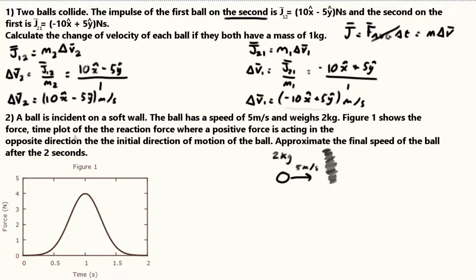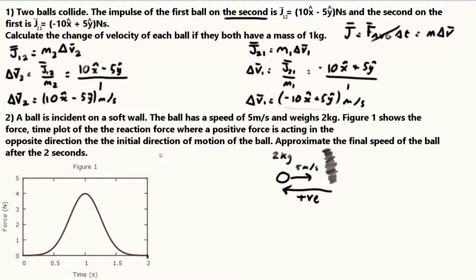Figure 1 shows the force time plot of the reaction force of the wall, where a positive force is acting in the opposite direction to the initial direction of motion of the ball. The initial direction of the ball is acting in the direction drawn here, and so therefore our positive direction is acting in the other direction. And so this is going to be our positive direction. We need to approximate the final speed of the ball after the 2 seconds of interaction. So how are we going to do this?